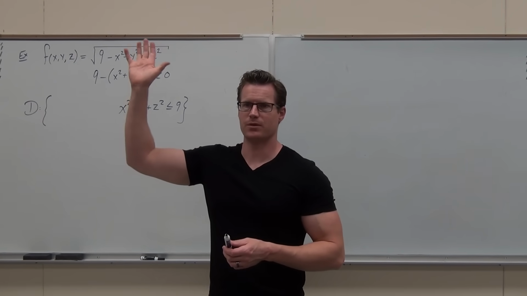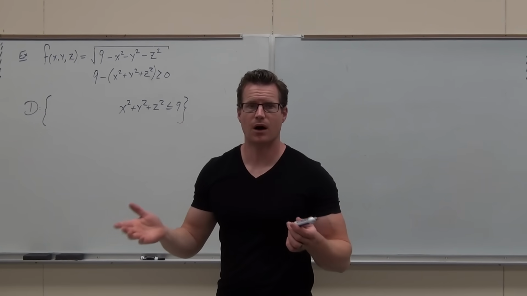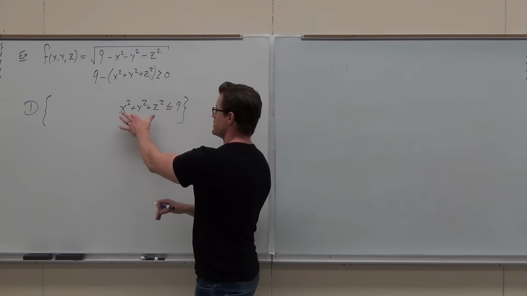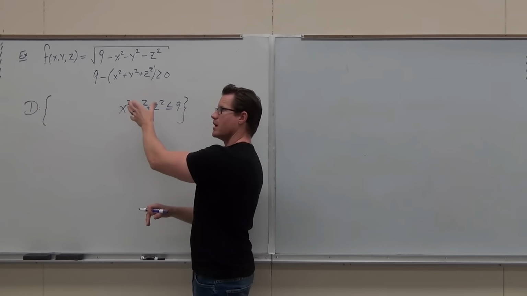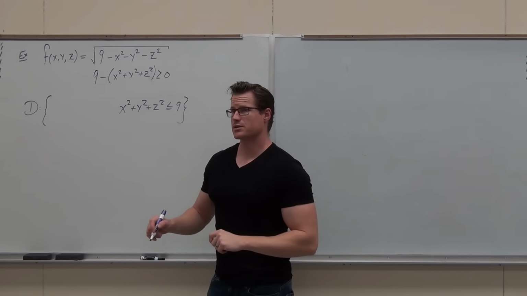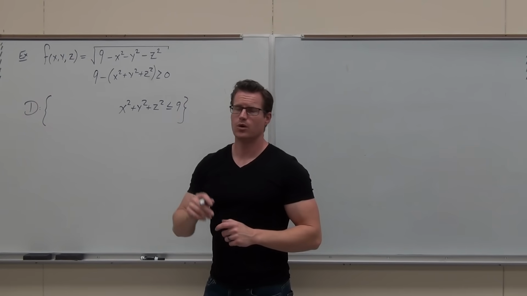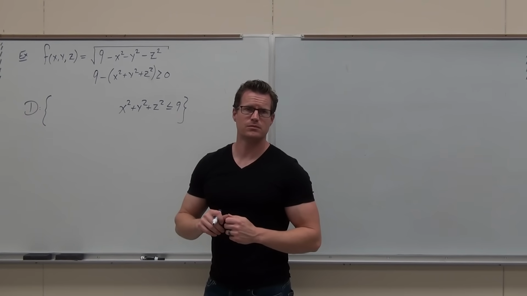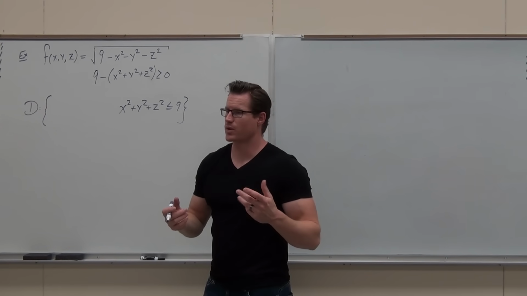Should everyone feel okay with that? You've literally just found your domain. That's all there is to it. All I know is that the sum of the squares of this ordered triple has to be less than or equal to 9. I also know this: if you take any ordered triple, square the numbers and add them, will it be positive? The least it could be would be 0. So it's greater than or equal to 0.